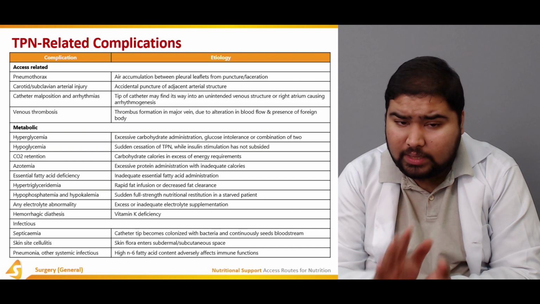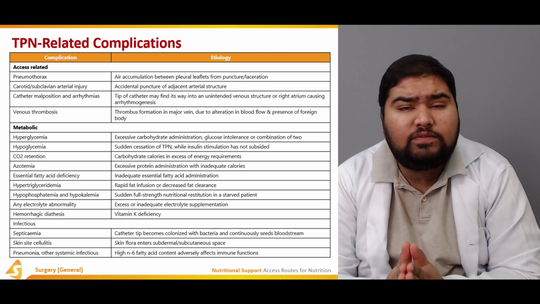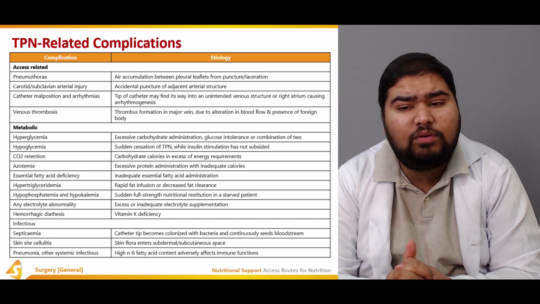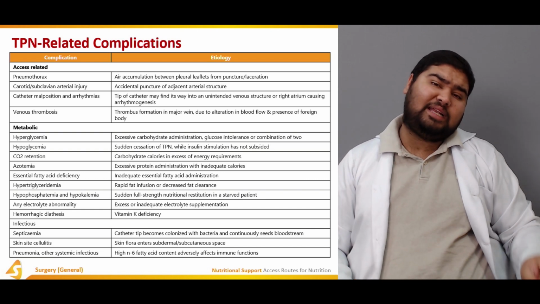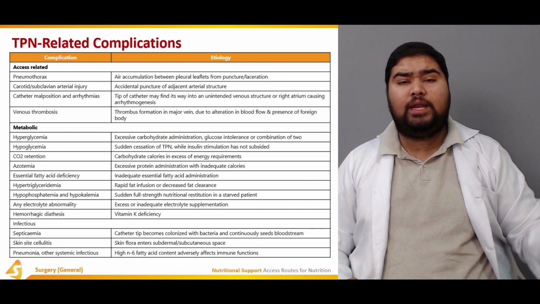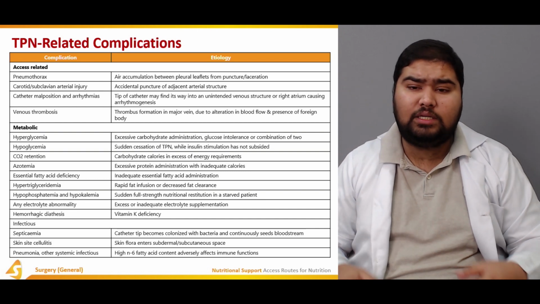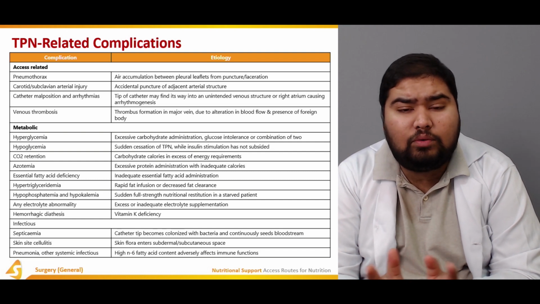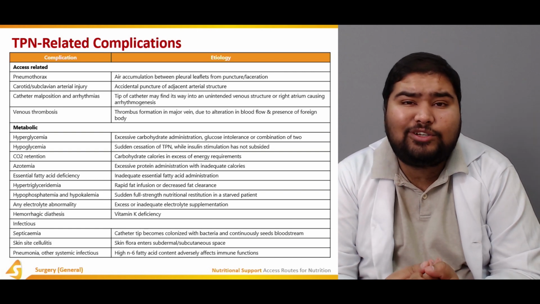Now, there can also be venous thrombosis, and there's thrombus formation in the major vein due to alteration of the blood flow and presence of the foreign body. So the catheter that is present in the vein may cause disruption of the blood flow, which might produce a thrombus around the foreign object. These were the access related complications.